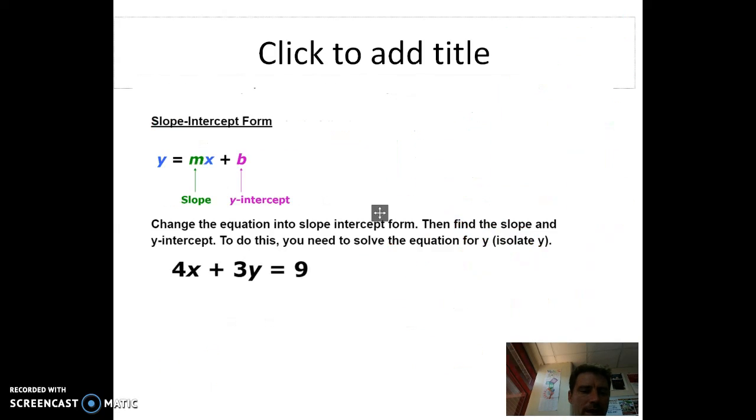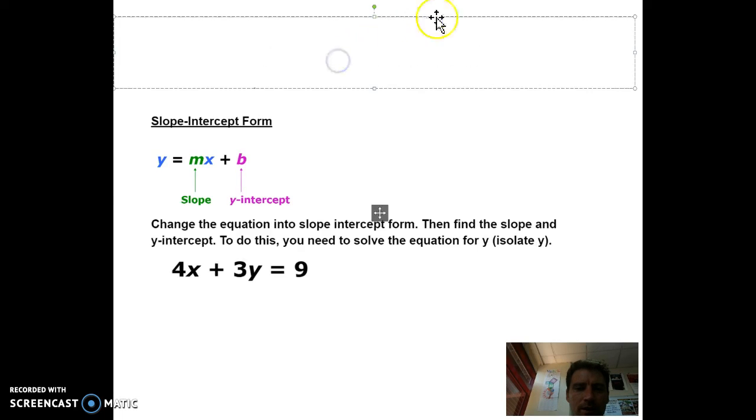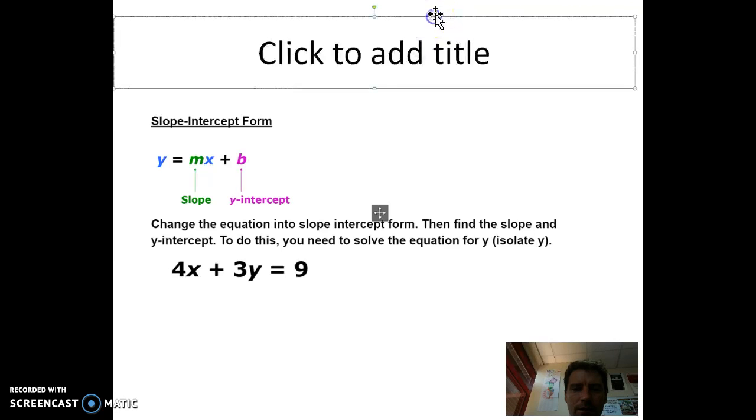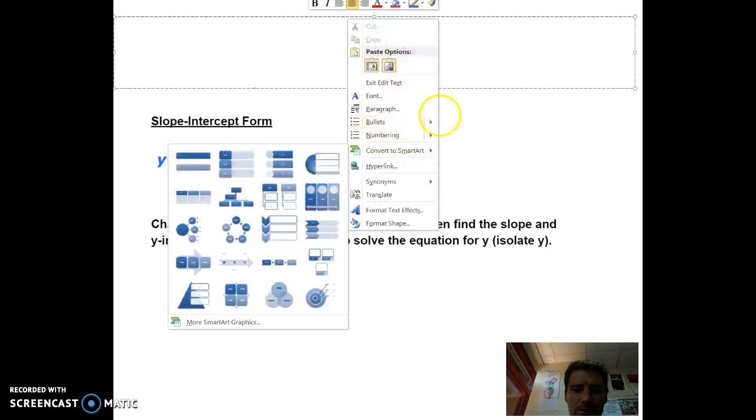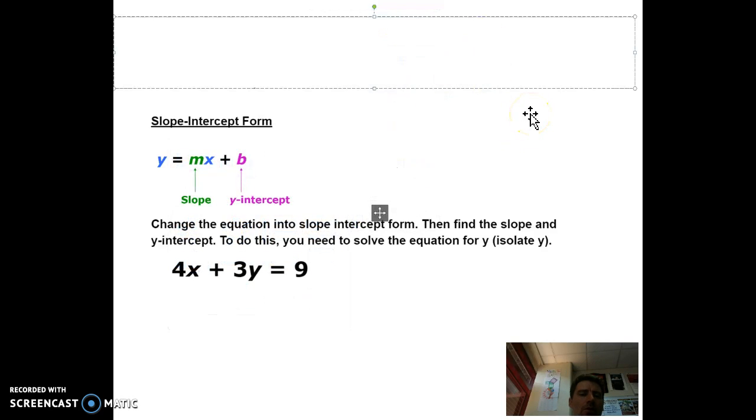Let's move on to the next bit of information, which is slope-intercept form. This is what I already introduced, where we have y equals mx plus b. M is the slope, and this b is the y-intercept. If I isolate the y variable over here, the b is going to be my y-intercept.